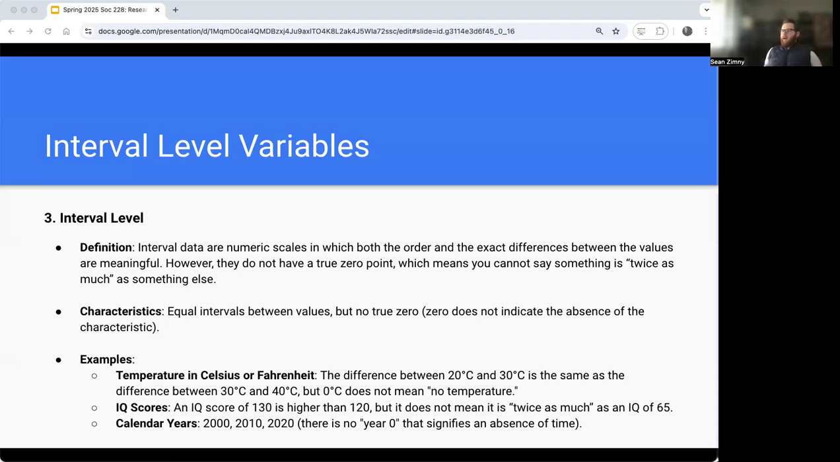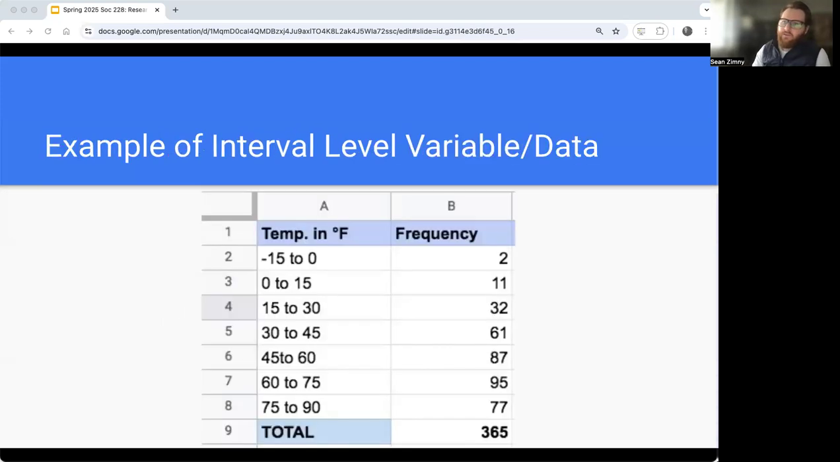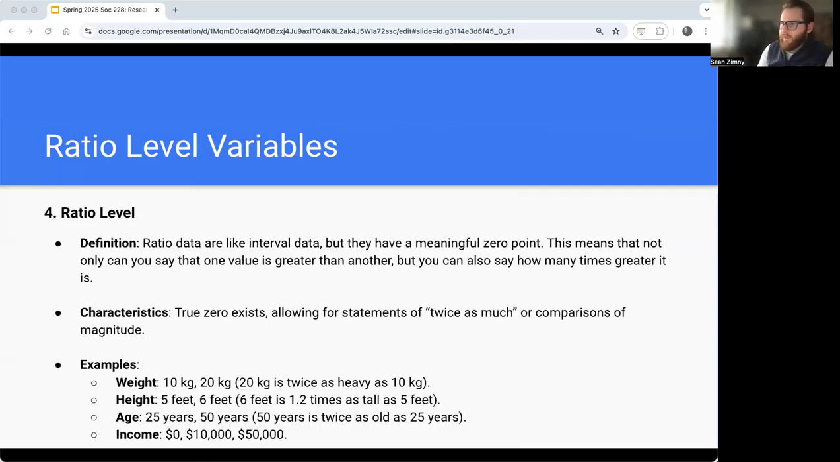IQ scores. An IQ score of 130 is higher than 120, but does not mean it is twice as much as an IQ of 65 necessarily. Calendar years as well. There's no year 0 that signifies an absence of time, say, in calendar years. So here's an example of interval level data in temperature, right? So you have different degree points, but there isn't an absolute 0 like there are in other sort of measures. And those other sort of measures are ratio level variables.